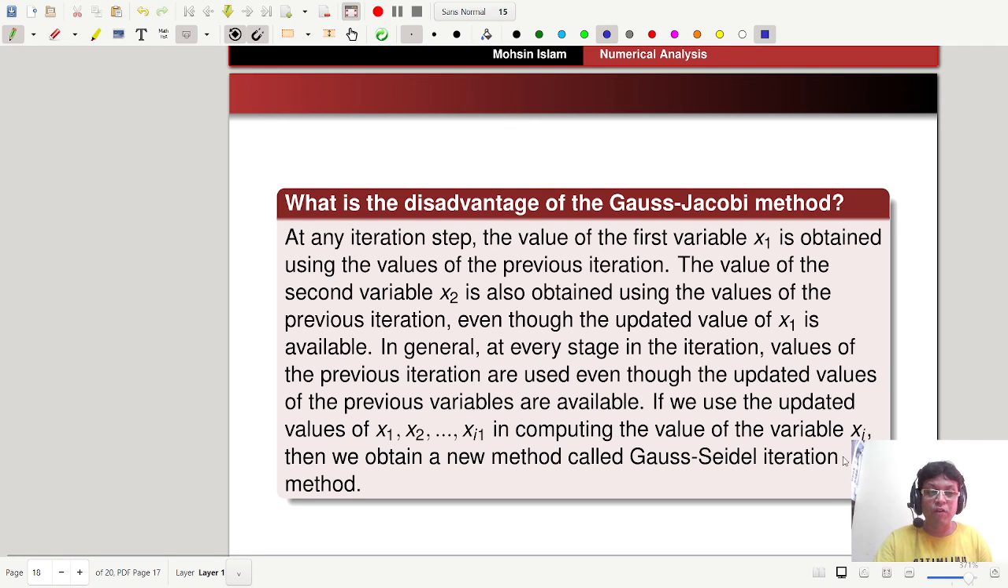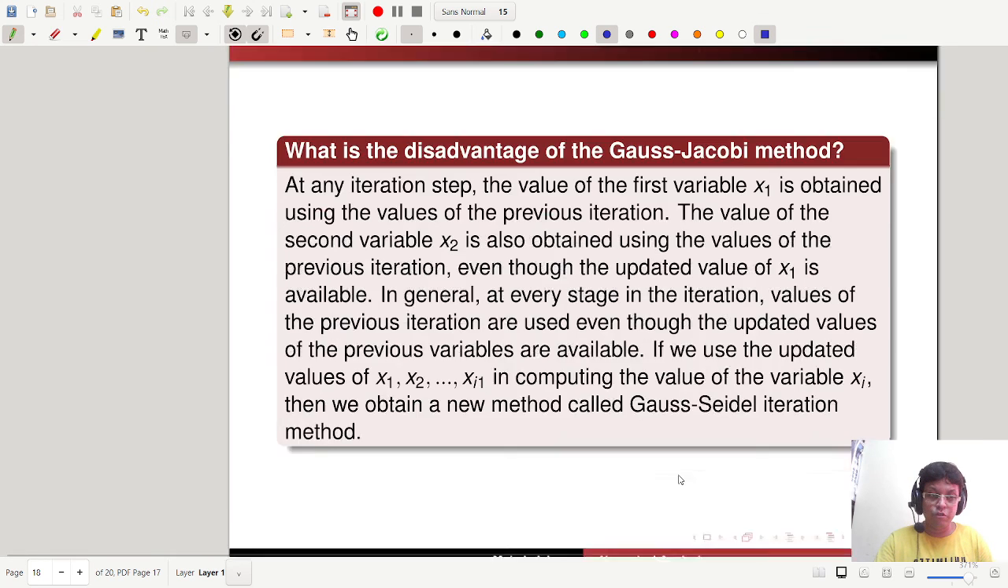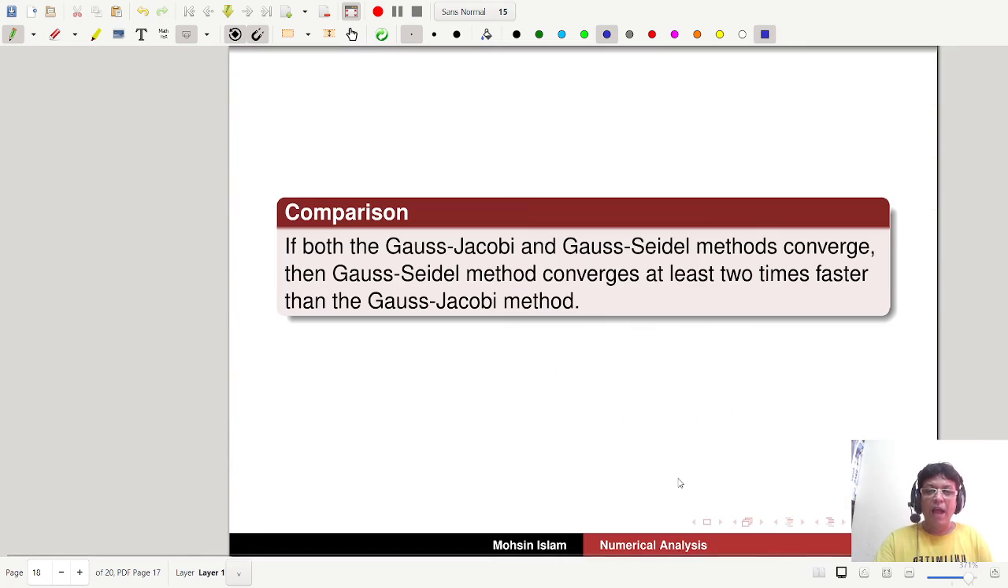But in computing the values of the variable xi, we obtain a new method called Gauss-Seidel iteration, in which we could use the improved values. Both the Gauss Jacobi and Gauss-Seidel methods converge, and the Gauss-Seidel method converges at least 2 times faster than the Gauss Jacobi method.